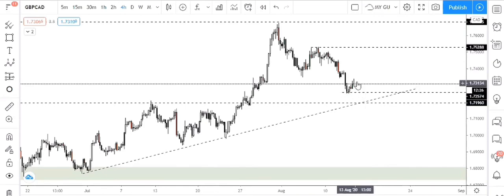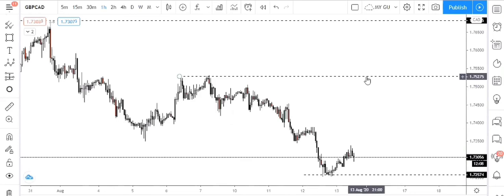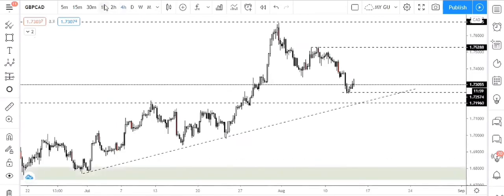Or if price keeps on going up, like it's been going up since this daily candle open, it's been going up. So if price is to keep on going up, I would want to see it reach this high for the 4-hour time frame. So I have my high and my low for the 4-hour time frame. So now I would move on to the 1-hour time frame.